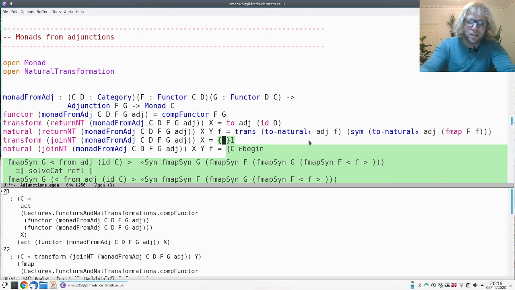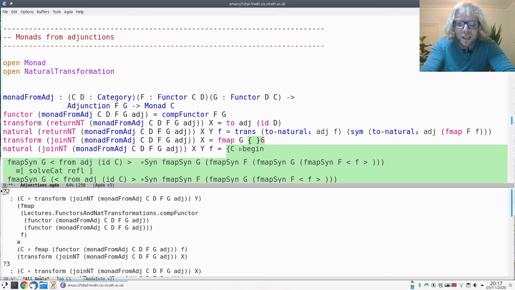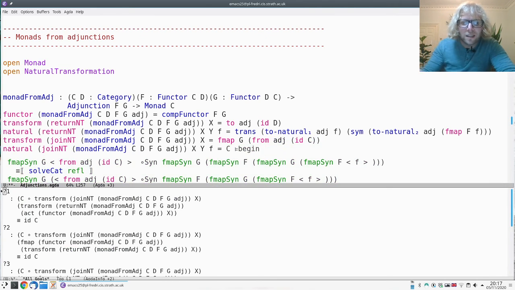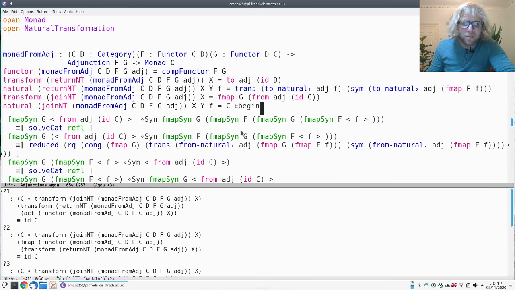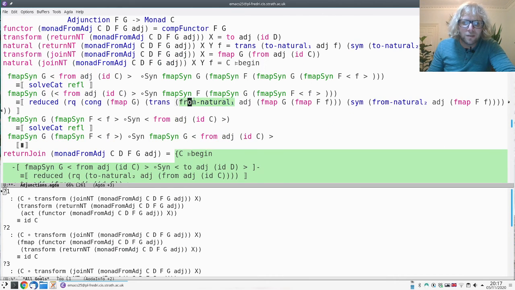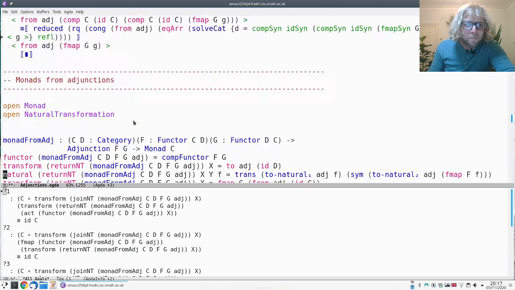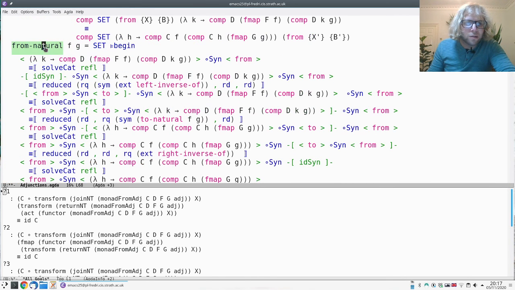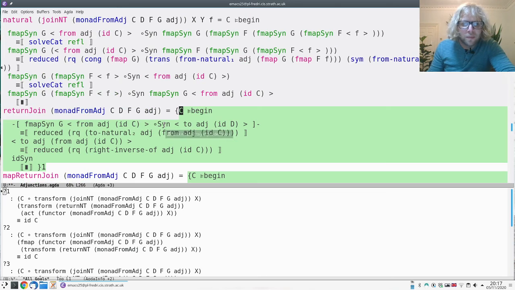And for the join, we said we should apply G to something, so we'll do F map of G, and then we wanted "from" of the other identity, so it's going to be in C then. Okay, and I prepared this before. It's a little bit more involved why this is natural, but again, it follows from the fact that "from" is natural, right? And some category laws. And "from" was natural if "to" was natural. We had it up here, right? You could prove that from the fact that "to" was natural.